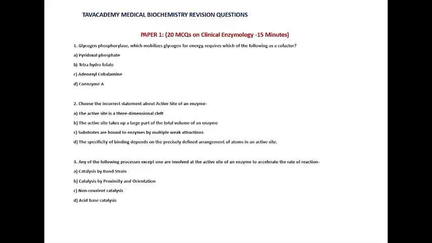Question 1 says, glycogen phosphorylase, which mobilizes glycogen for energy, requires which of the following as a cofactor? The answer to this is pyridoxal phosphate. It serves as a cofactor for the enzyme glycogen phosphorylase, which breaks down glycogen into glucose 1-phosphate. So it clips off the glucose molecule from the glycogen molecule, and then phosphorylates it on the first carbon. That's what it does. It requires pyridoxal phosphate as a coenzyme.